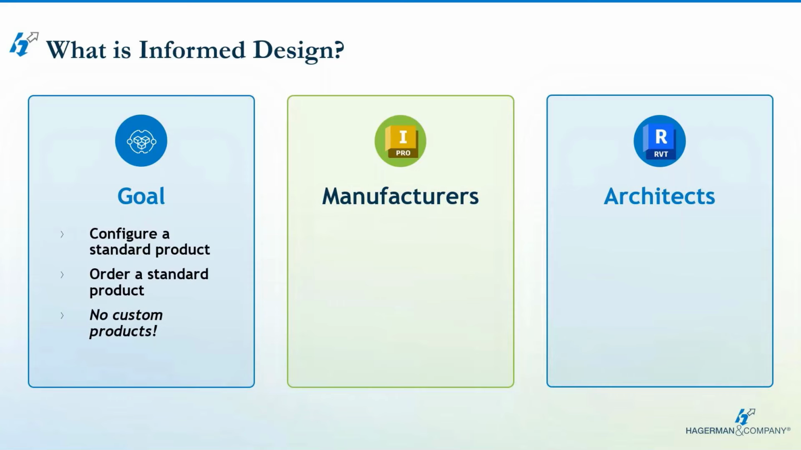So no custom products. What does that mean? For the manufacturers, in this process, we can add specs, rules, and constraints to the Inventor models and then publish that so that the architects can then customize accordingly and place as needed in their Revit family, as Revit families in their model. That's the super high level view of all of this.